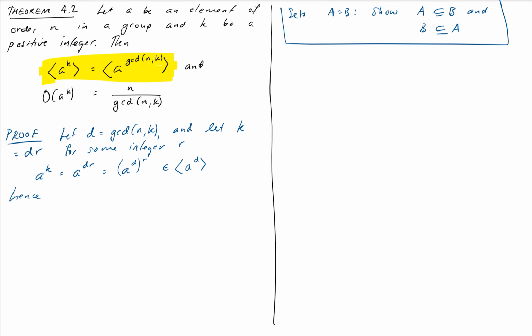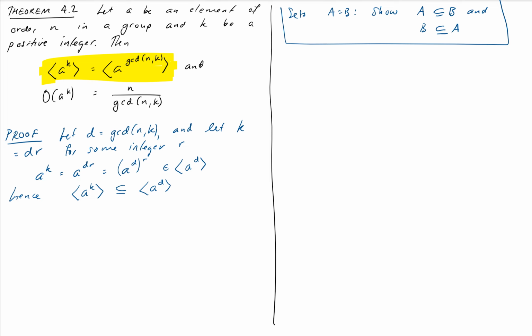The cyclic subgroup generated by a to the k is contained within the cyclic subgroup generated by a to the d. That's because if I take any power of a to the k, it's just going to be that power of a to the d to the r, and so that'll be what we get. Okay, so that's one way of our inclusion.